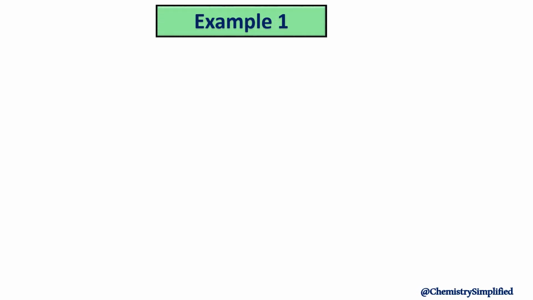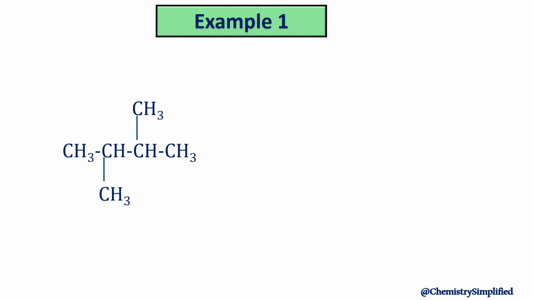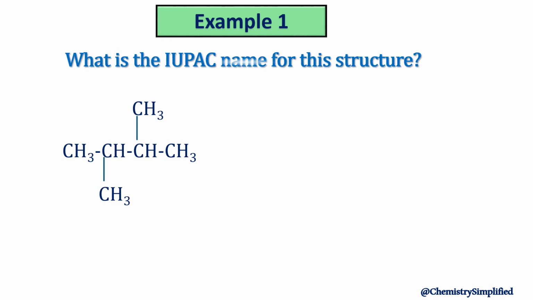Let's look at example number 1. Let's say you were given this structure and you were to ask for its IUPAC name. So let's bring the skeletal structure. The first one was the condensed structure, and the second one, where we don't see the hydrogen, we call that the skeletal structure.